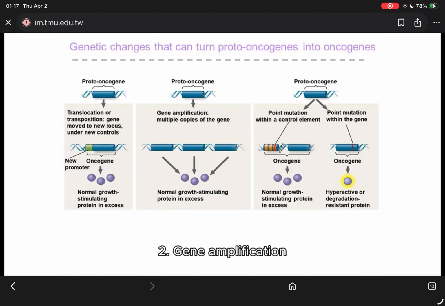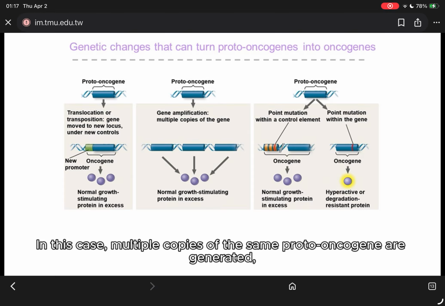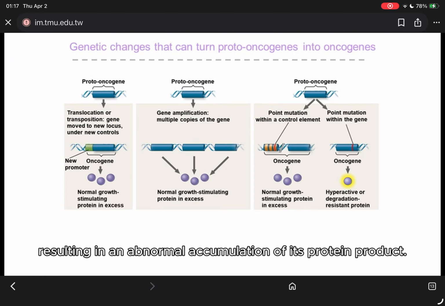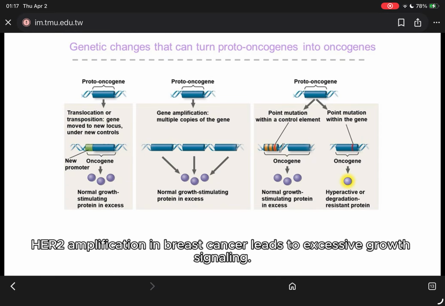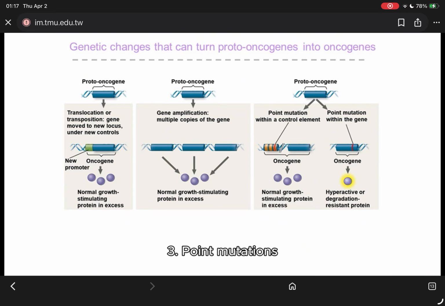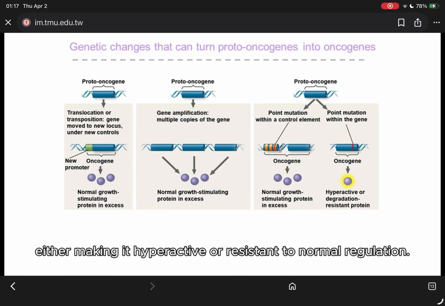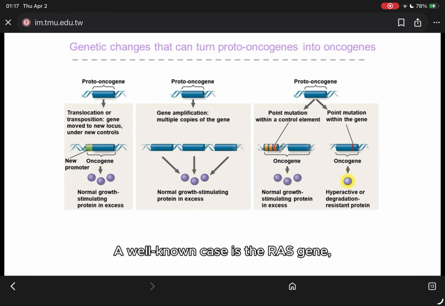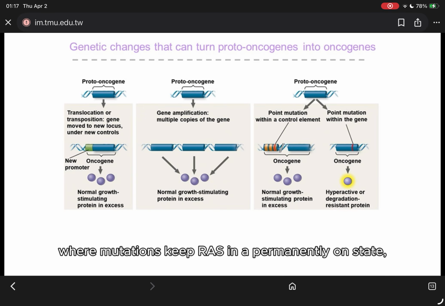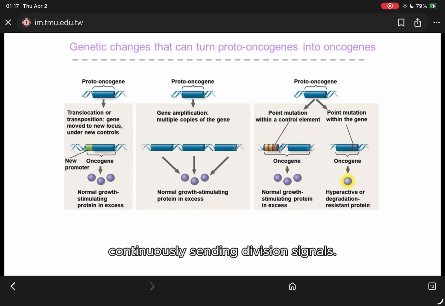2. Gene amplification. In this case, multiple copies of the same proto-oncogene are generated, resulting in an abnormal accumulation of its protein product. For instance, HER2 amplification in breast cancer leads to excessive growth signaling. 3. Point mutations. Even a single nucleotide change can alter the protein's activity, either making it hyperactive or resistant to normal regulation. A well-known case is the RAS gene, where mutations keep RAS in a permanently on state, continuously sending division signals.